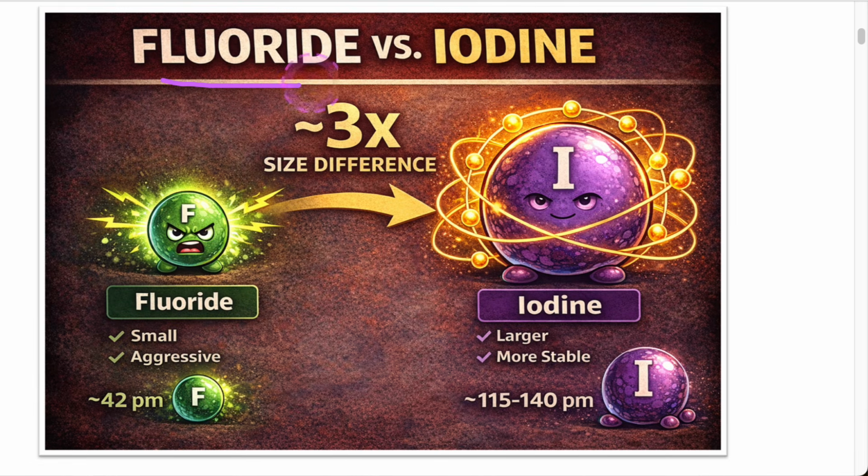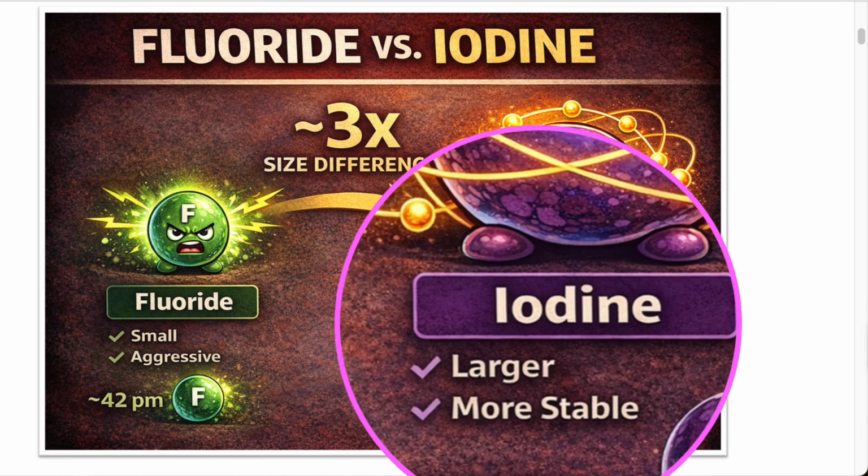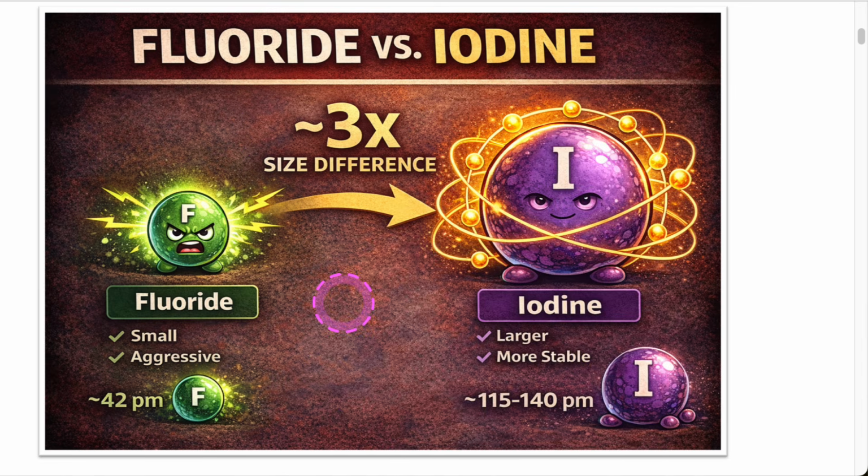We're going to have fluoride right here versus iodine right in here. So we have fluoride, so it's small and it's very aggressive. Versus iodine, it's large. In fact, iodine is 3 times the size. And iodine just kind of hangs out. It's larger, it's more stable.